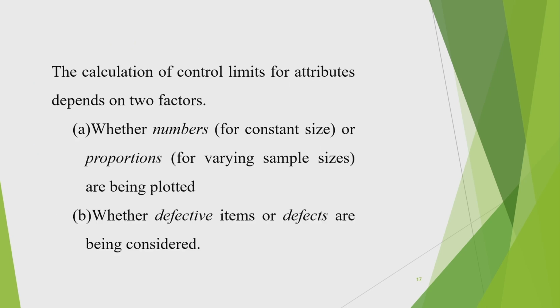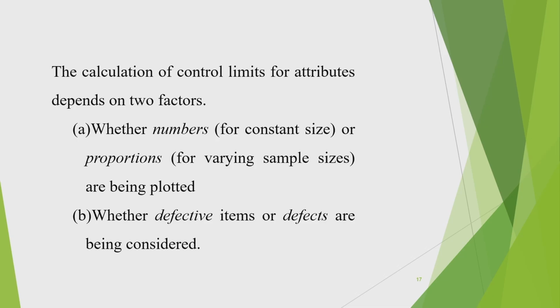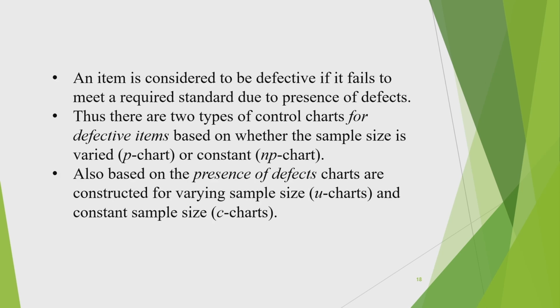Calculation of control limits for attributes depends on two factors: whether numbers for constant size or proportions are being plotted, and whether you are considering defective items or defects. There is a difference between a defective item and a defect. A defective item means the item is either defective or not defective, and there may be one defect or two defects. But in defects, we are measuring the actual number of defects. So an item is considered defective if it fails to meet a required standard due to the presence of one or more defects.